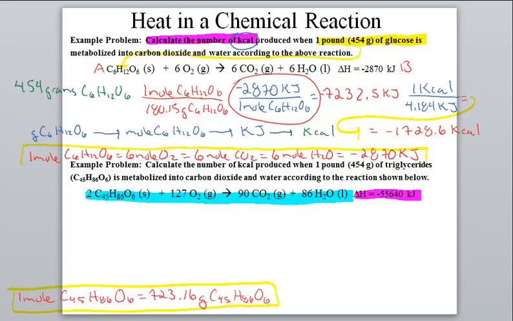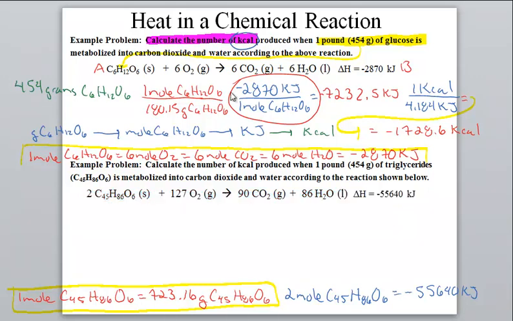The molar mass of our triglyceride, well, it's the same triglyceride we've used as example problems before, but the molar mass is about 723 grams. As far as using the chemical reaction for our recipe for our relationship, the chemical reaction says for every 2 moles of the triglyceride, around 55,000 kilojoules worth of energy is released.